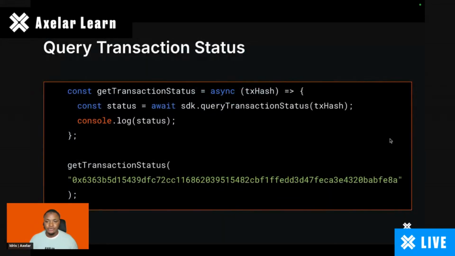So now, what does the query transaction status look like? It's a very simple function. You call the function on our SDK called query transaction status, and then you specify the transaction hash. In this example, I'm specifying it and then logging the status. You get a response, an object that contains a lot of information about your transaction and also the current status of your transaction. Don't worry, in the demo session, I will demo how you can get a transaction status. We'll see all of these things in action.